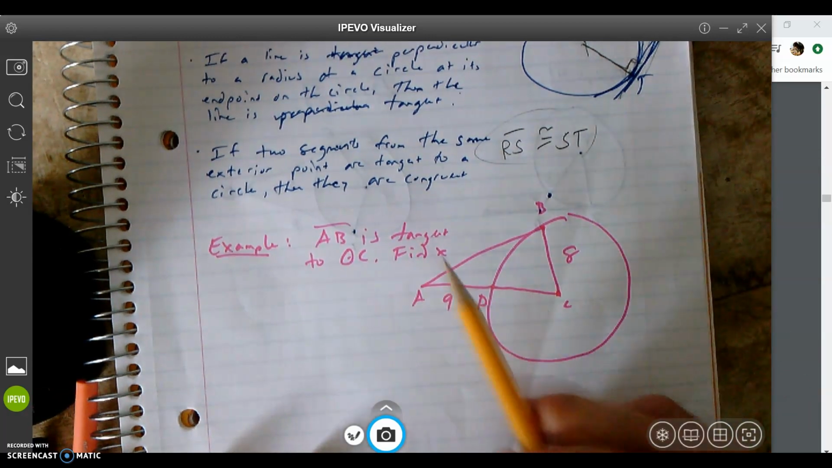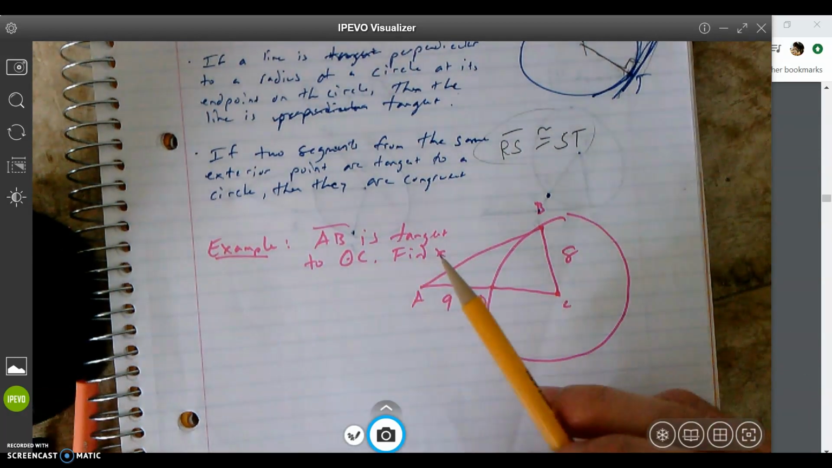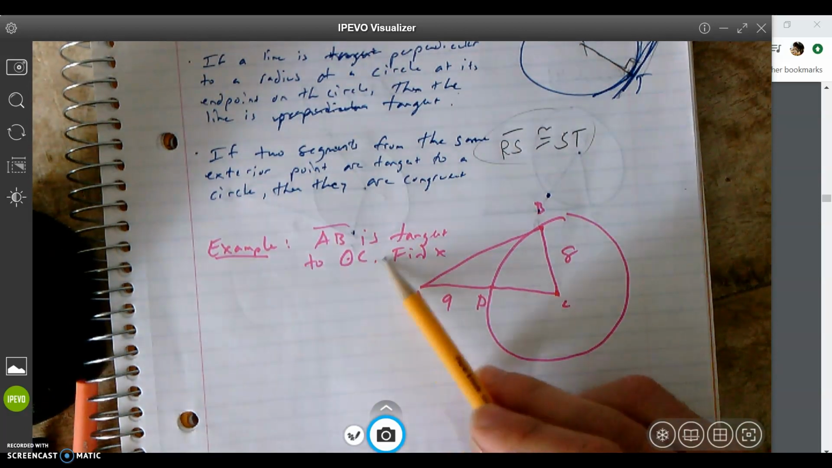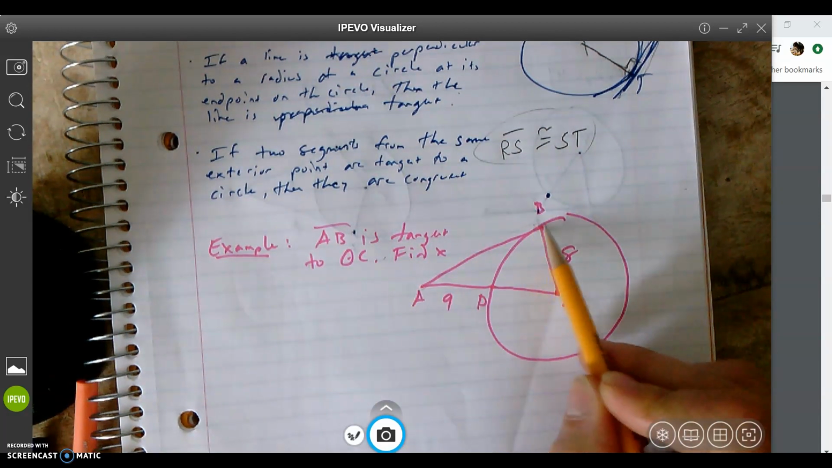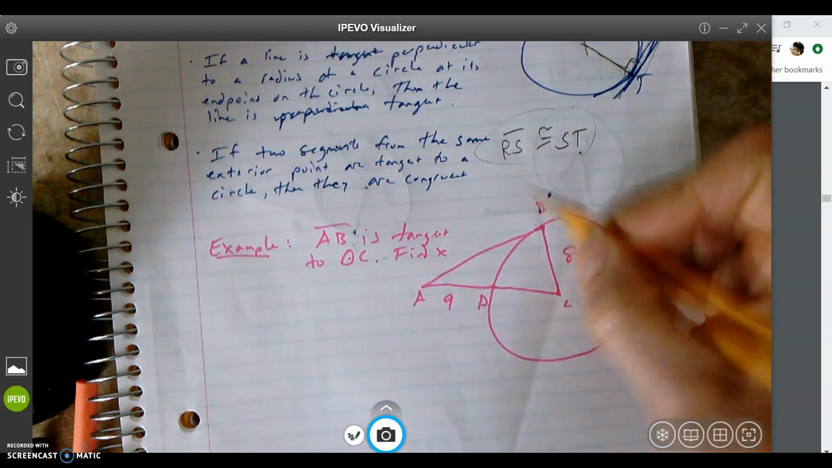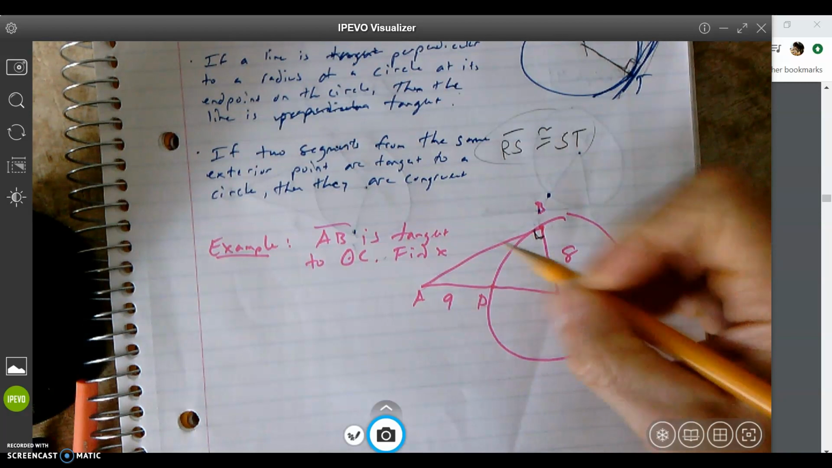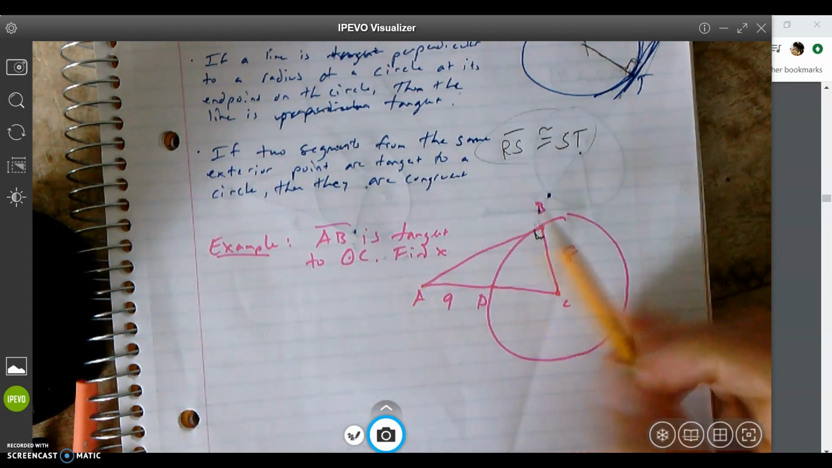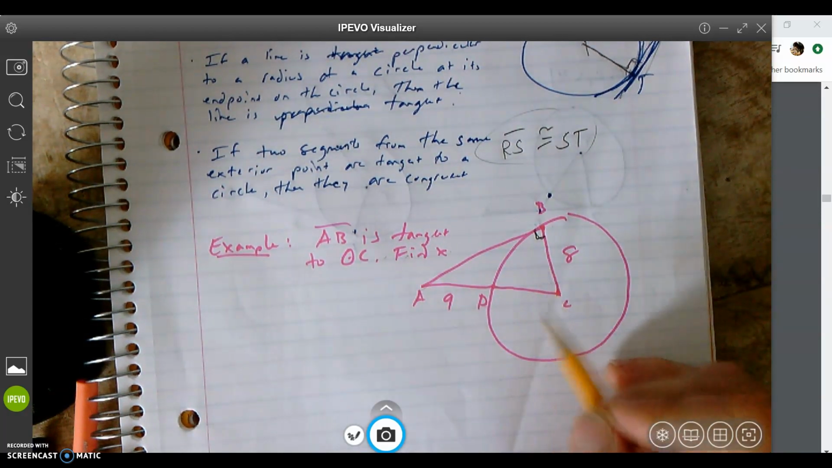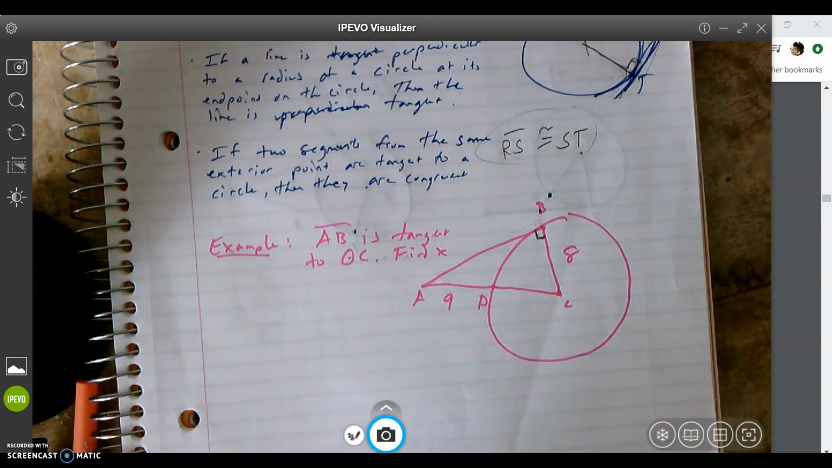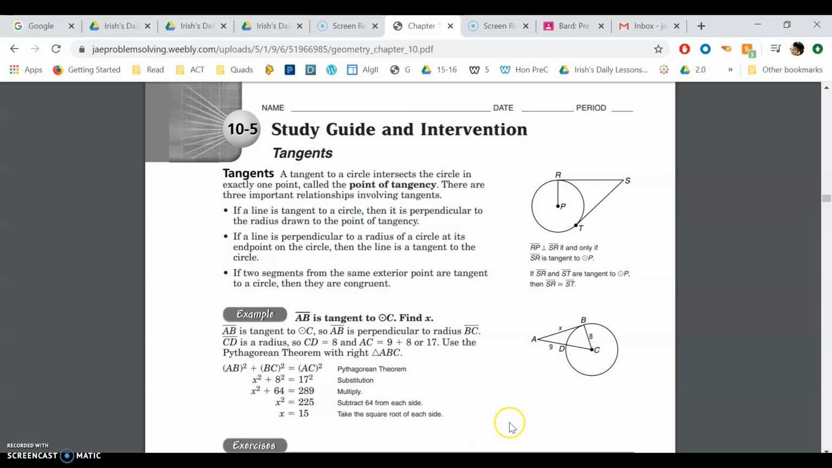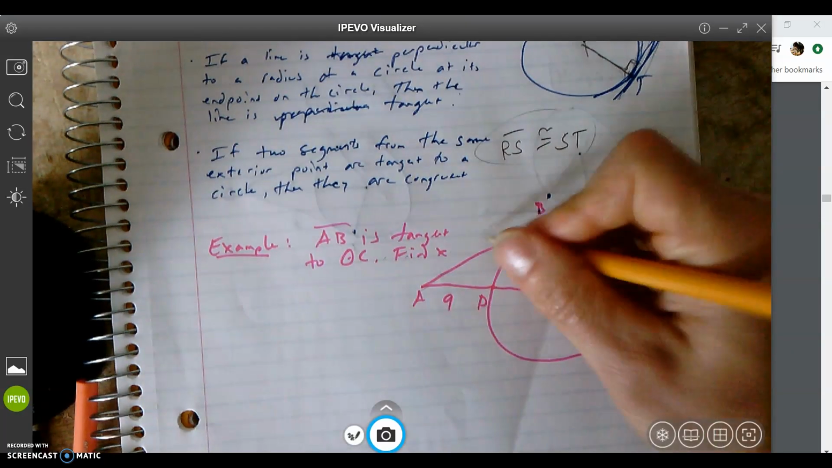So here's your picture. So AB is tangent to circle C. So this is a tangent. What does that tell us? Ooh, this is a radius. This would be a right angle, perpendicular. Okay, find X. So that's all it gives us, so now we gotta get X. Where is X? Let's go back and see from our picture. X is right here, A to B. So X is right up here, A to B.